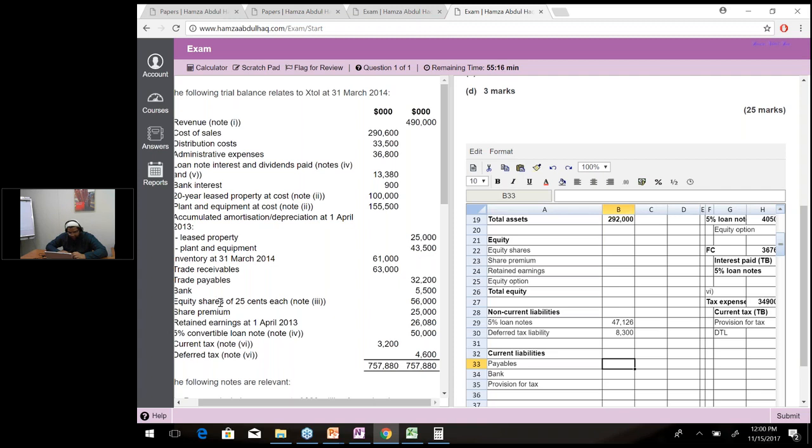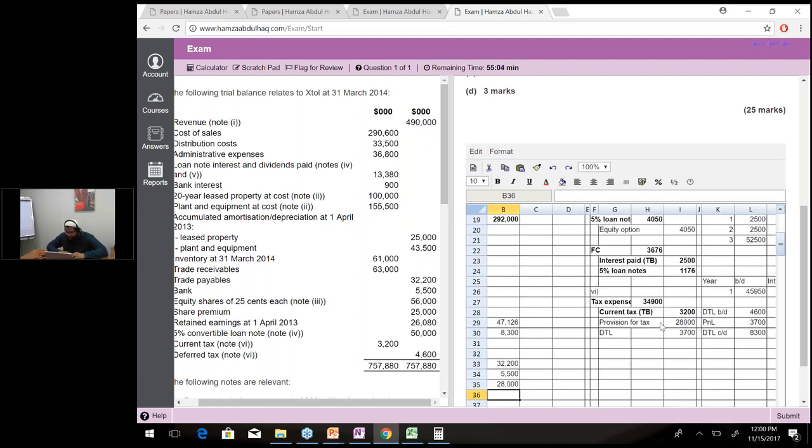Now the trade payables are given in the question as 32,200. The bank is given as 5,500. And we have recorded the provision for tax as 28,000. So provision for tax incorporated, deferred tax incorporated. Now let's see if we have left anything.